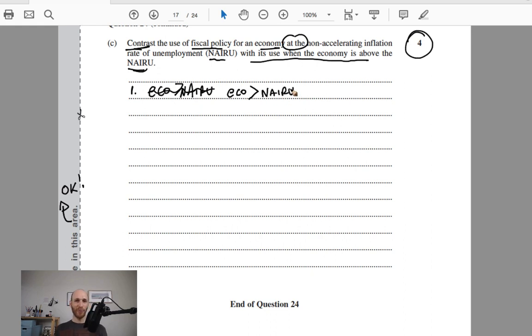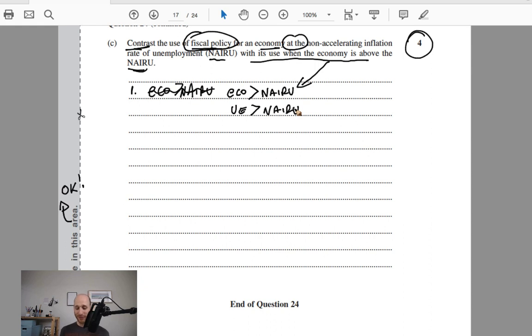So let's start with the scenario where the economy is above the NAIRU, okay? And remember, our focus here is on fiscal policy. If you start talking about monetary policy, micro reform, all these things, that's not going to help you in addressing this particular question. If the economy is above the NAIRU, that means the economy's rate of unemployment is above the non-accelerating inflation rate of unemployment.